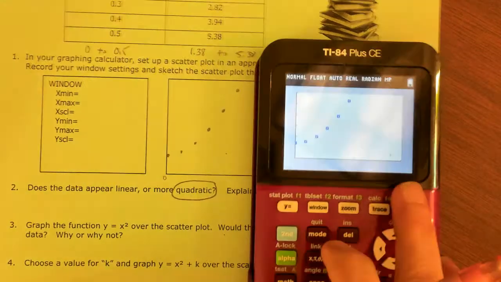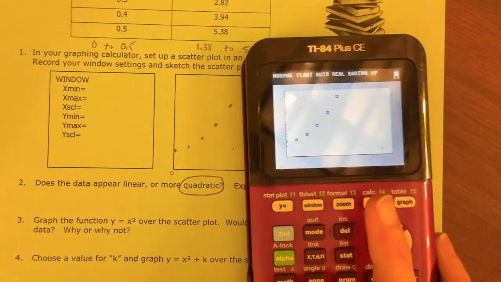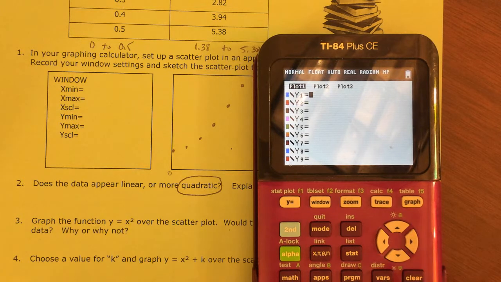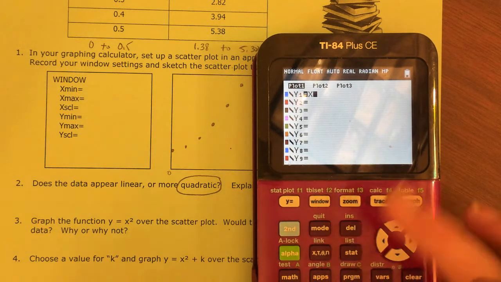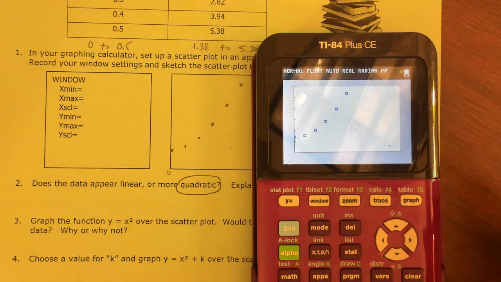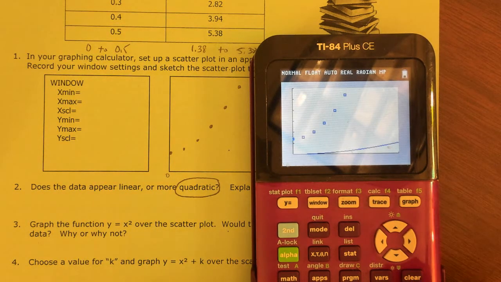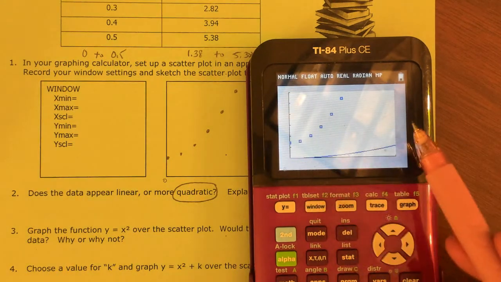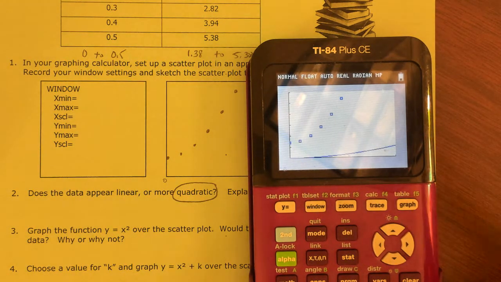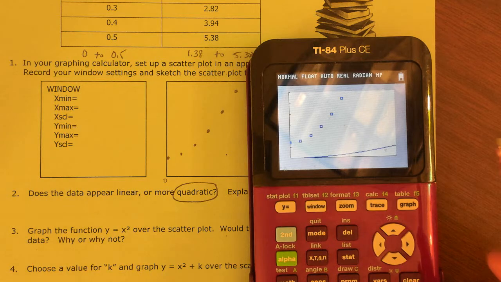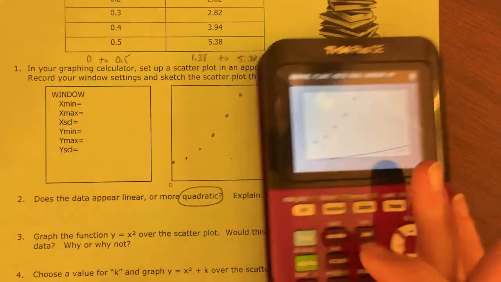So now that I've done that, they want me to graph y equals x squared over the scatter plot. So what we're doing here is we are looking at the graph, and we're trying to figure out what changes, how we need to transform the quadratic function. So this is y equals x squared, the line here. Does it look right? I don't think it does. Okay, I don't think this looks right.